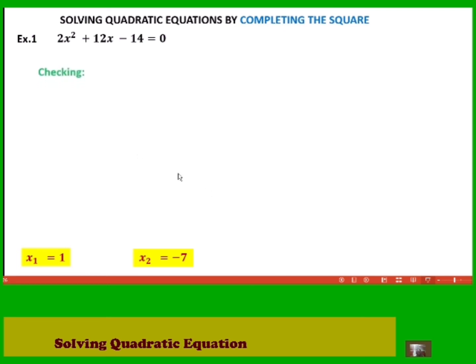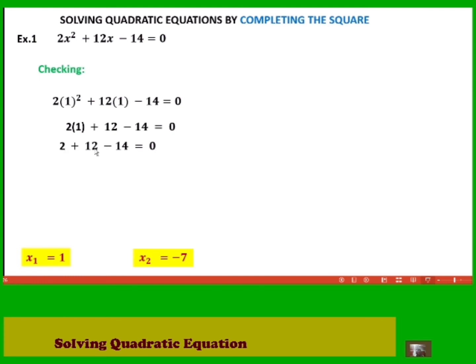To check our answer, use the original equation. If x is equal to 1, so 1 squared is 1. 12 times 1 is 12. 2 times 1 is 2. 2 plus 12 is 14. 14 minus 14 is equal to 0.